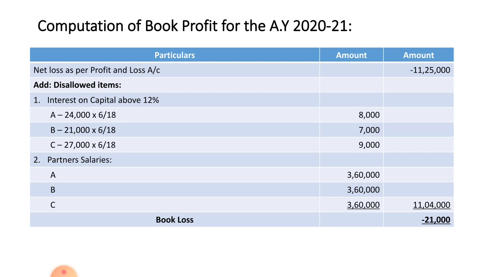See, computation of book profit of the firm for the assessment year 2020-21. You can also solve the problem like this, that is calculation of book profit separately and calculation of total income or business income separately. You can solve it in different tables, or else you can solve it together. Okay, let us solve one problem separately. 3 columns you have to draw, that is particulars and 2 amount columns. First you have to write net loss as per profit and loss account, that is 11,25,000.